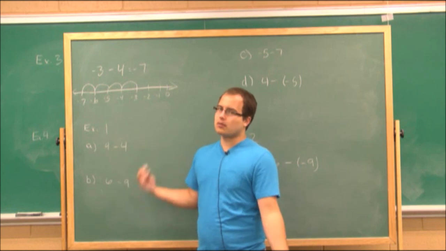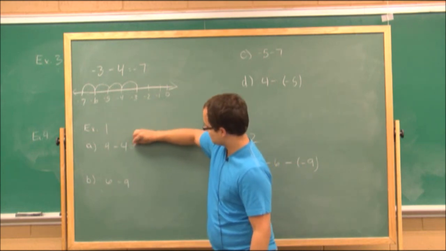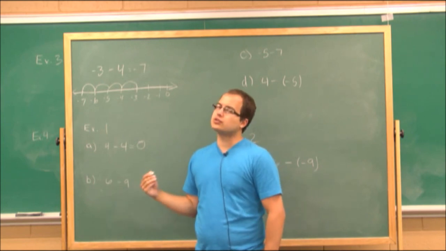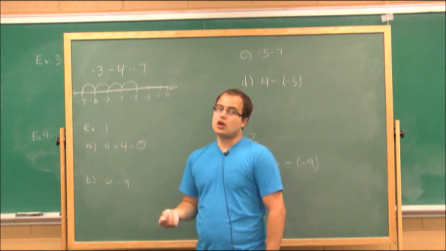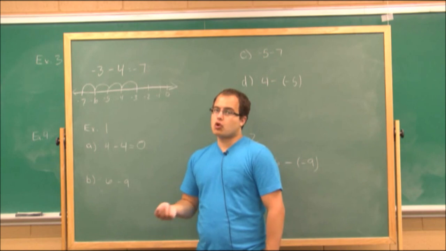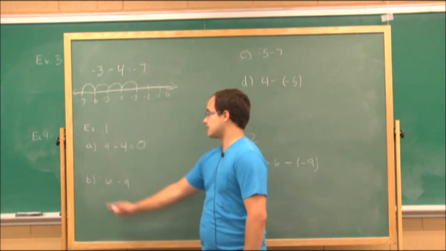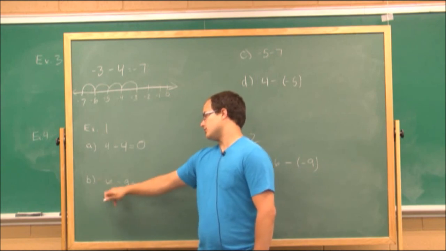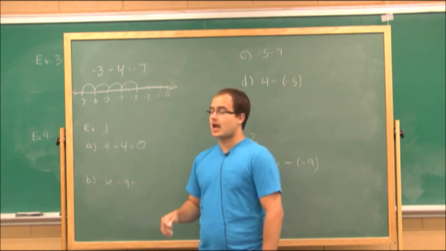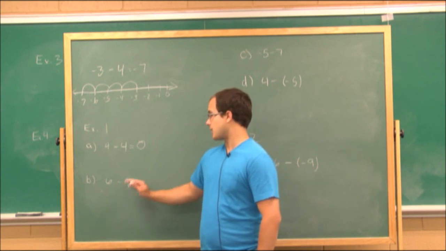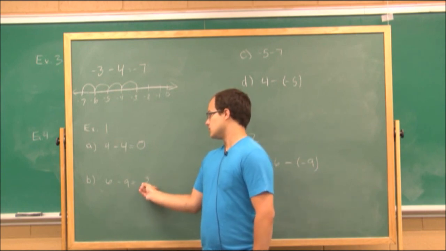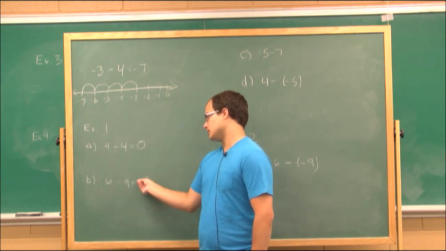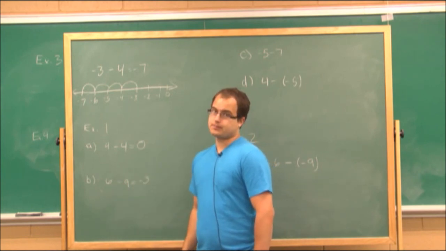So for A, what's 4 minus 4? 0. When they're easy like that, do not confuse yourself by trying to remember the rules. The rules are for when they're more difficult. Like 6 minus 9. Well, this is positive, this is negative, so they have opposite signs, so I'm going to subtract them. 9 minus 6 is 3. The larger value is 9, which is negative, so it's -3.